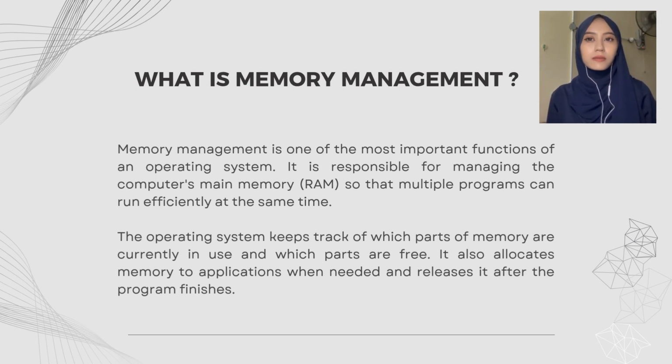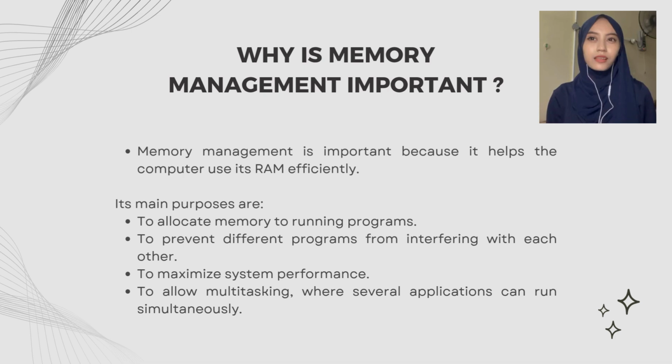The operating system keeps track of which parts of memory are currently in use and which parts are free. It also allocates memory to applications when needed and releases it after the program finishes. Without memory management, programs could overwrite each other's data, causing errors or system crashes. Memory management is important because it helps the computer use its RAM efficiently.